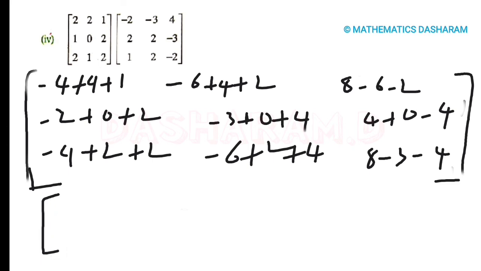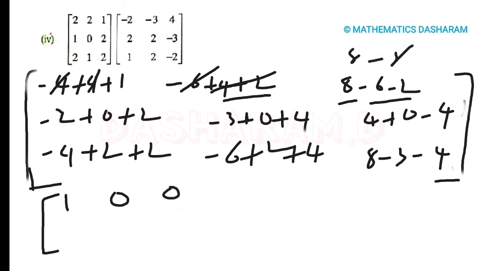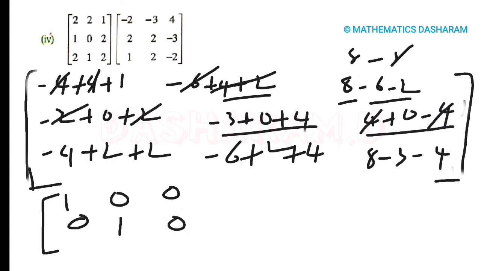So let's simplify. Minus 4 plus 4 cancel, 1. See here, 4 plus 2 is 6, so minus 6 cancel, 0. Here 8 minus 6 minus 2 is minus 8, so 8 minus 8, the answer is 0. Next, minus 2 plus 2 cancel, 0. So here minus 3 plus 0 plus 4, the answer is 1. 4 minus 4 cancel, the answer is 0. Here minus 4 plus 2 plus 2. Here 2 plus 2 is 4. 4 plus minus 4 is 0. Next, 2 plus 4 is 6.